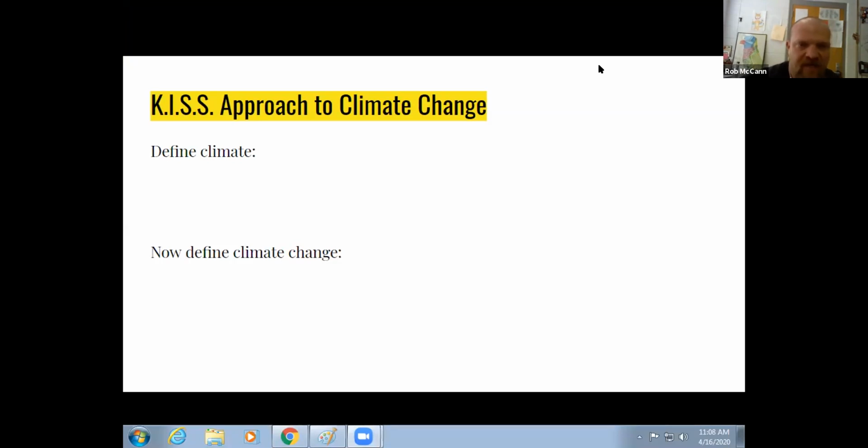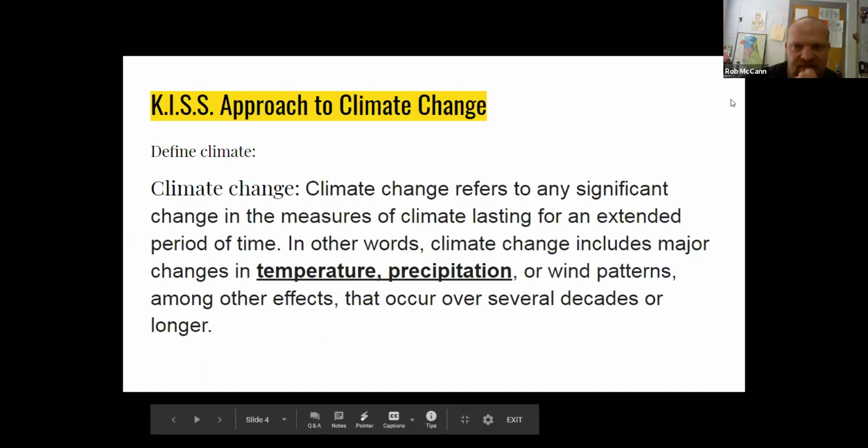All right, so now that you've identified climate as really two things, temperature and precipitation, that's key, and that's the keep it simple approach. So let's not think of this as a huge, overwhelming thing. Really, climate change comes down to two simple things: a change in temperature or a change in precipitation, okay? So we go down to define climate change and we see this.